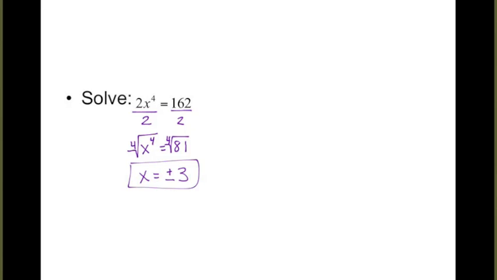How do you know what problem to do the plus and minus for? If you're solving for an x, then you'll need to think about the plus and minus thing. If it's just a problem that says evaluate, then you don't need to worry about pluses and minuses. But if there's an x you're solving for, then you have to think about the plus and minus.